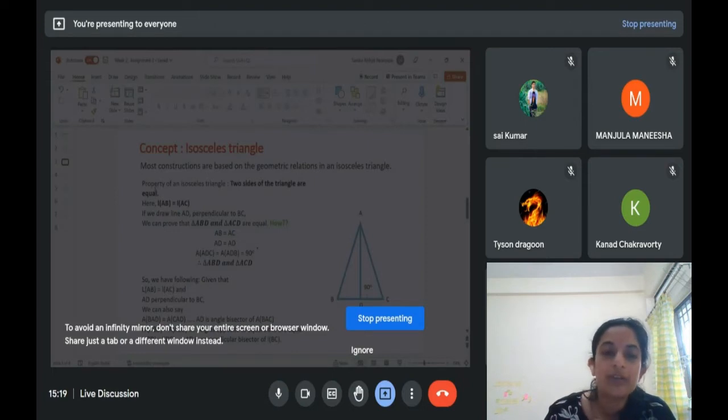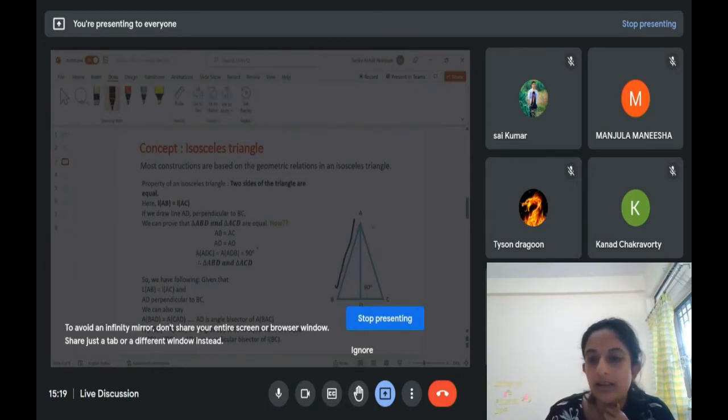What is the property of an isosceles triangle? Two sides of the triangle are equal. So if ABC is the isosceles triangle here, then length AB and length AC are equal. Now, if we want to prove any of the properties of the isosceles triangle, let us draw a perpendicular, which is the most general construction. Let us draw a line AD from point A, perpendicular to the line BC, which is the base of the isosceles triangle.